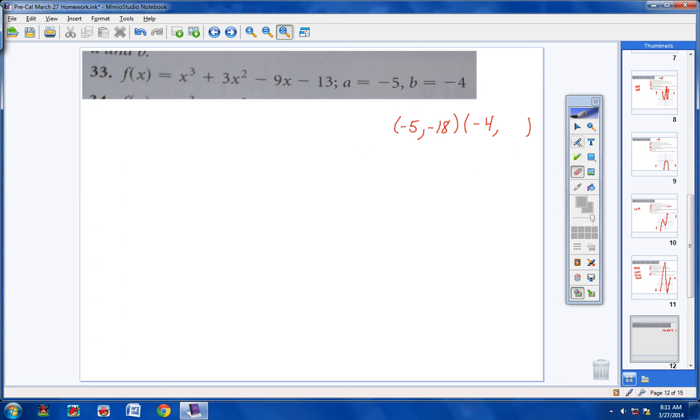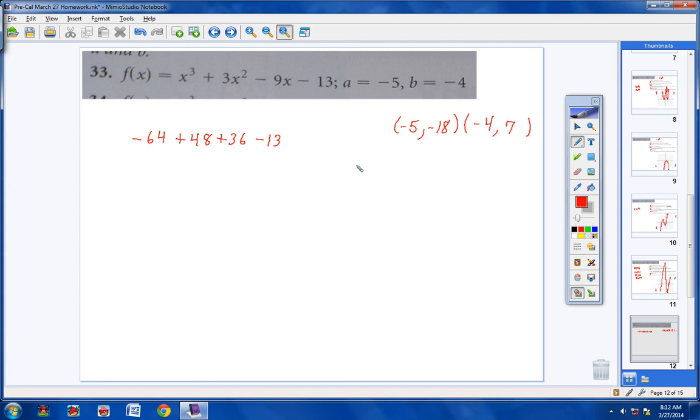Alright, now let's substitute -4 in for X. So -4 to the third power would be -64. And then -4 squared is 16 times 3 would be positive 48. And then -9 times -4 is a positive 36, and then minus 13. Alright, so very quickly, if I type these in, I would have a -64 plus 48 plus 36 minus 13. And you would get out a positive 7. A positive 7. Okay, so let me put this here.